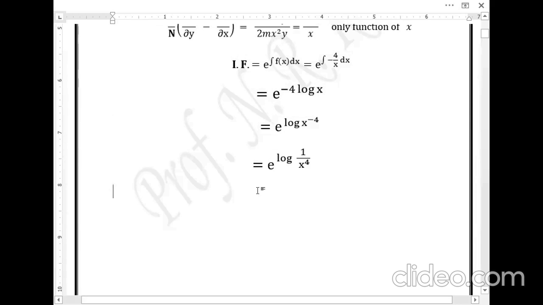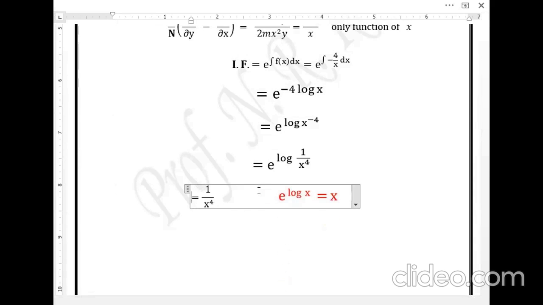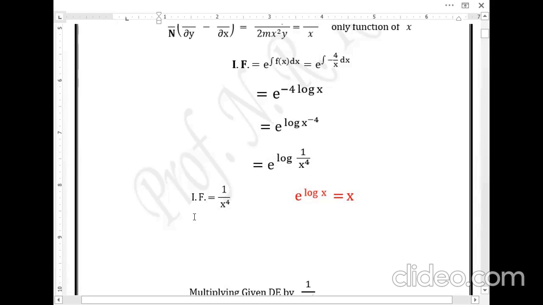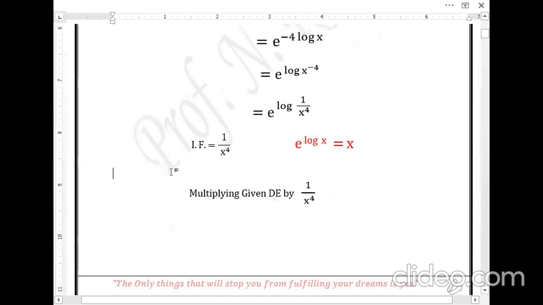And again, we know that e whose power is log x is nothing but x. So the index of the exponential function is log 1 upon x raised to 4. So the integrating factor is 1 upon x raised to 4. We have to multiply the given differential equation by 1 upon x raised to 4. That is my integrating factor.